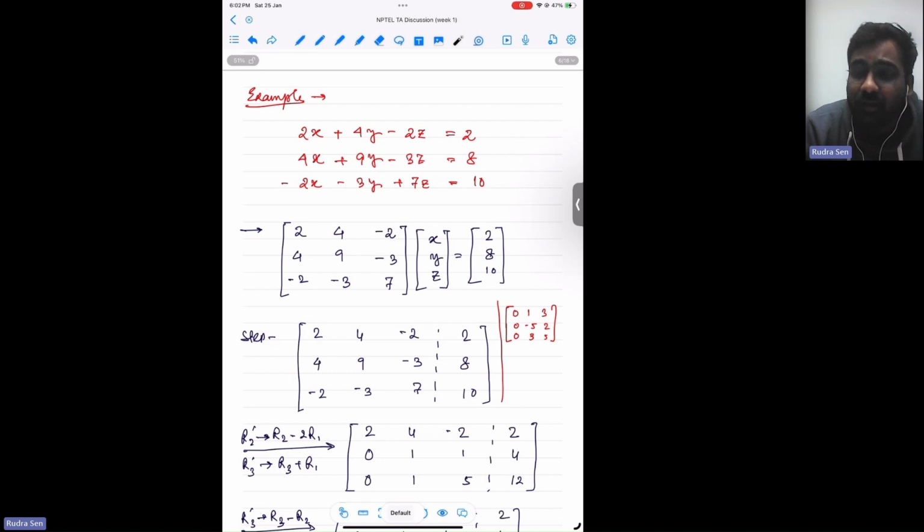Mostly every m cross n matrix we can convert into an echelon form. So this is just an example. I'm just trying to explain myself.